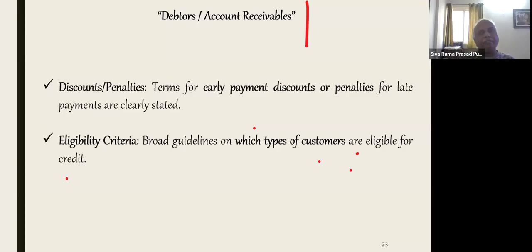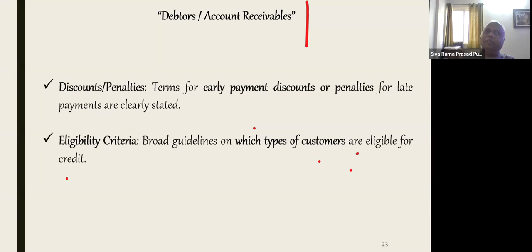Discounts and penalties. Terms for early payment, discounts and penalties are also defined in the credit policy. Again, at the cost of repetition, I am saying this one time before giving the conclusion, and then we will go on to how it is to be handled during CIRP. Discounts, terms of early payment, and penalties for late payment are clearly stated.